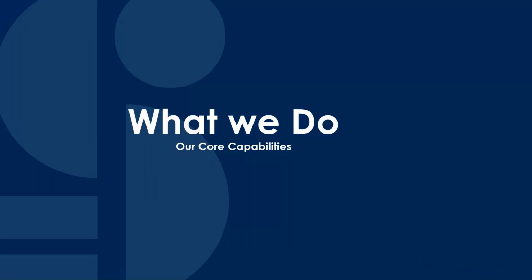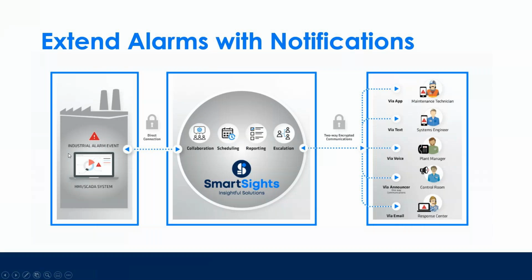So just to get started, we'll refresh the audience on what SmartSights does in terms of our core capabilities, which are categorized in two different areas. The first is our Win911 product, which is industrial alarm notification software. It works by monitoring an in-plant data source like a SCADA or HMI or a PLC. It takes the alarms and events that are being pushed out of that system, and it intelligently routes them to different process stakeholders through different methods at different points in time.